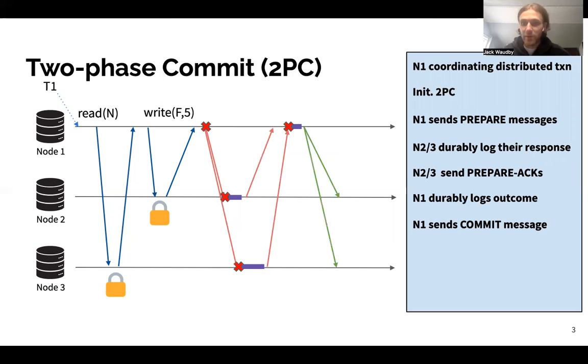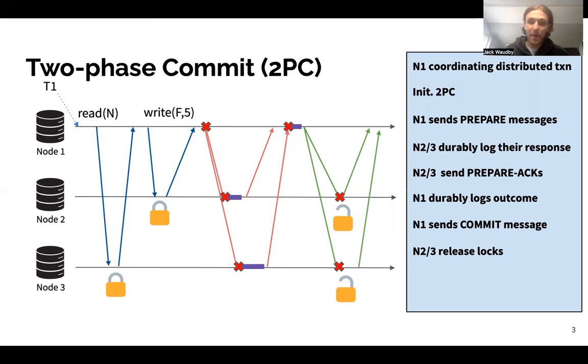The coordinator then collects these responses, and in this scenario we're going to assume that everyone has agreed to commit the transaction. It logs the outcome and then sends the commit messages to all of the participant nodes. They then release the locks on the data items they've held and send back the commit ACK. Once the coordinator has received these, it can respond to the client with the transaction result.